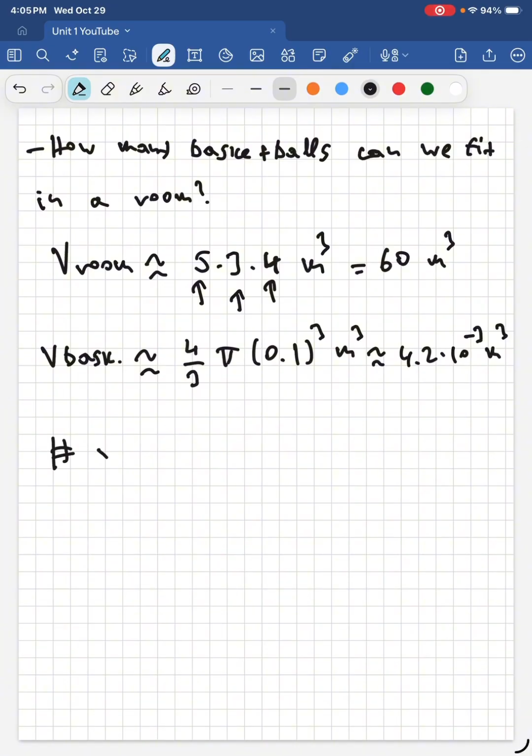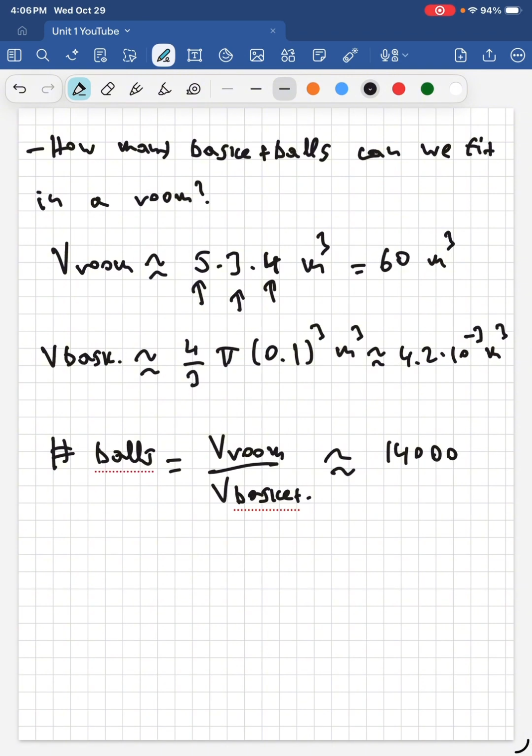So the number of balls is equal to the volume of the room over the volume of a basketball, because if we divide these two, we get a number, right? So that's about 14,000. Okay, that's a lot of basketballs.